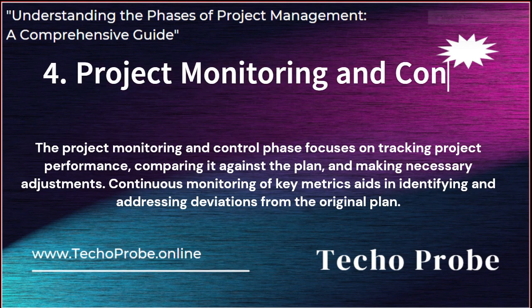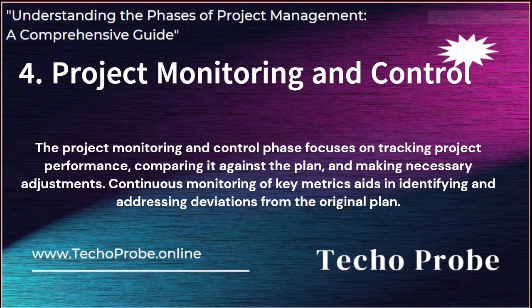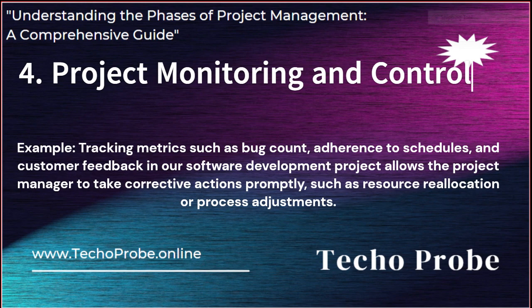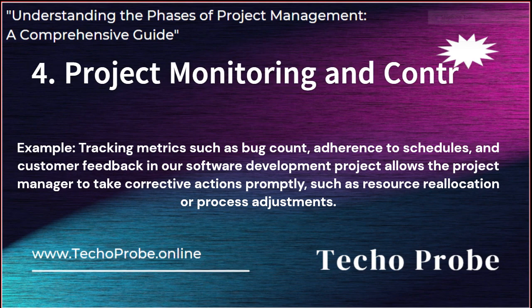4. Project monitoring and control. The project monitoring and control phase focuses on tracking project performance, comparing it against the plan, and making necessary adjustments. Continuous monitoring of key metrics aids in identifying and addressing deviations from the original plan. Example, tracking metrics such as bug count, adherence to schedules, and customer feedback in our software development project allows the project manager to take corrective actions promptly, such as resource reallocation or process adjustments.